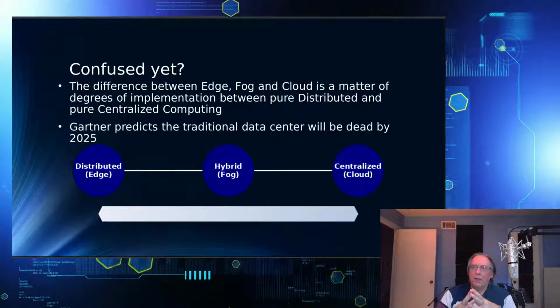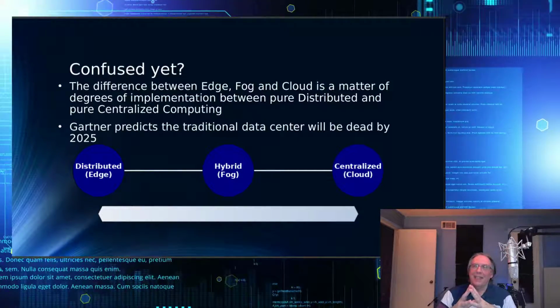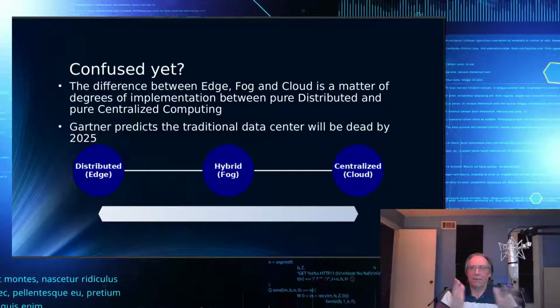So if you're confused at this point, let me just say this, that distributed computing is at the far left of the curve.